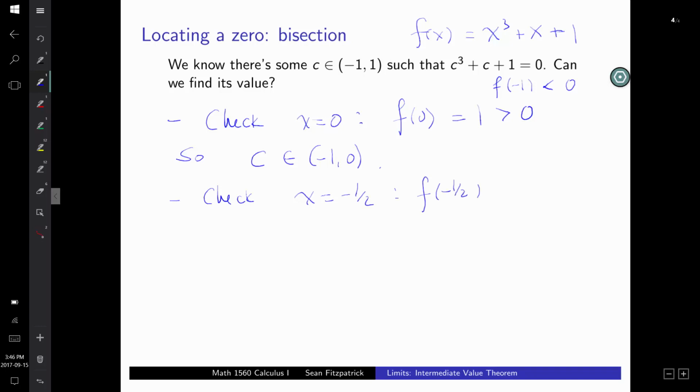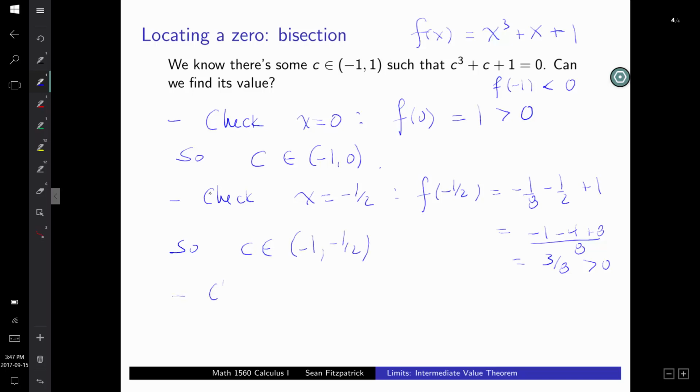So f of -1/2. Here's where you start wishing you had a calculator or a computer. We get -1/8 minus 1/2 plus 1. Let's put everything over 8. 1/2 is 4/8, minus 4/8. 1 is 8/8. I get 3/8, which is still positive. And that means that we know that c is somewhere between -1 and -1/2.